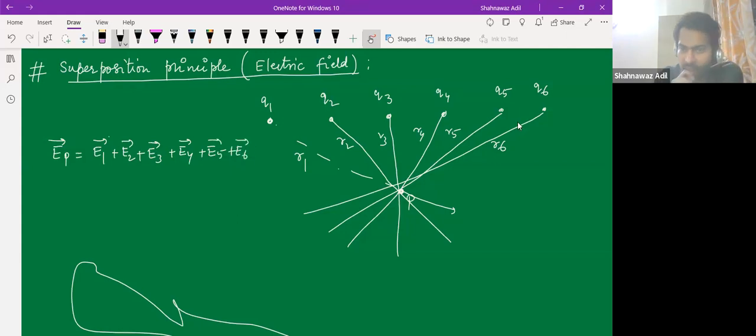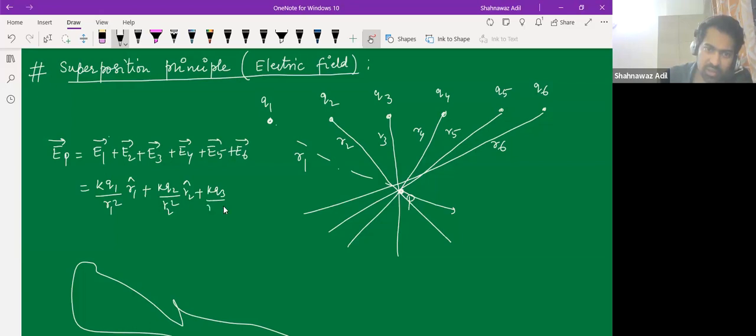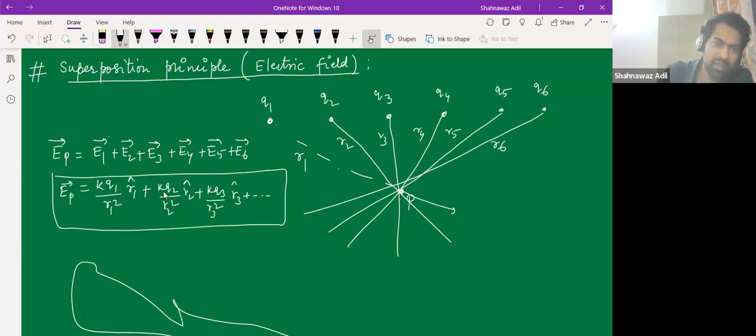Remember, all these are vectors, right? So if I write it in a simple manner, this would be KQ1 by R1 square in the R1 hat direction, KQ2 by R2 square in the R2 hat direction, KQ3 by R3 square in the R3 hat direction, and so on. So this would be the superposition principle of electric field.